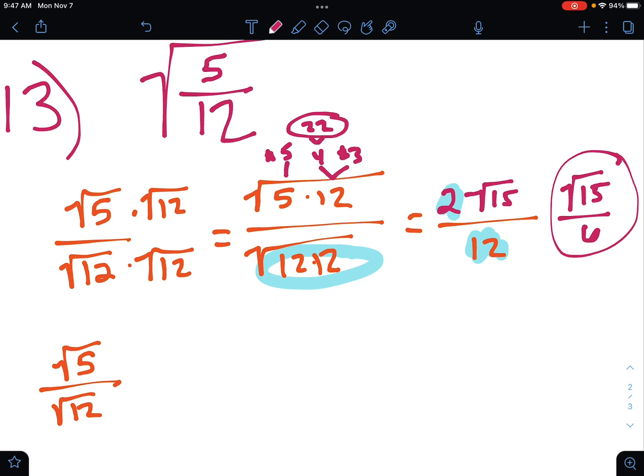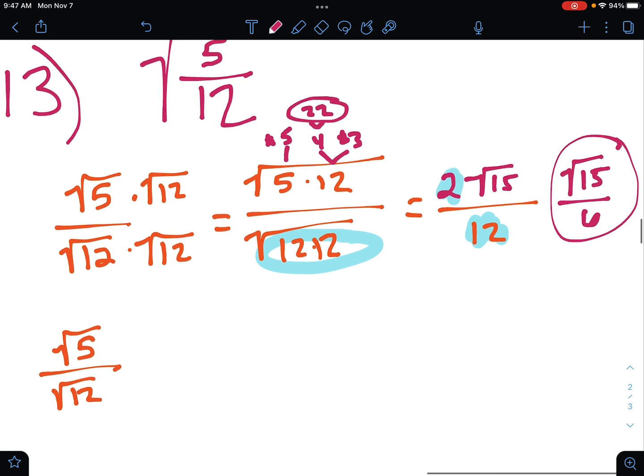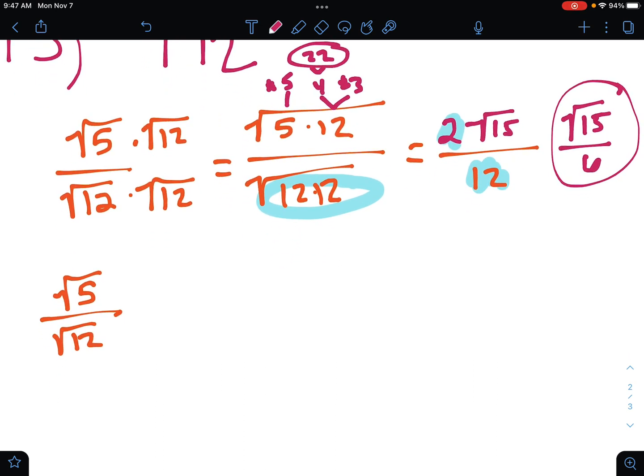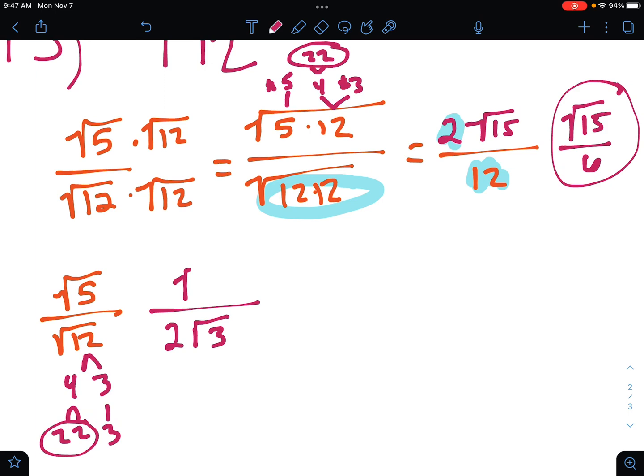Now, if that seemed complicated, let me show you another way to think about this. On the second part, I can't simplify 5. That's prime. But on the bottom, I could simplify 12 to 4 and 3, which goes to 2 and 2 and 3. So there's my group of 2. So really on the bottom, we have 2 radical 3. Okay, so I only need to get rid of the radical, so I only have to look at what's inside the square root, which is a 3.